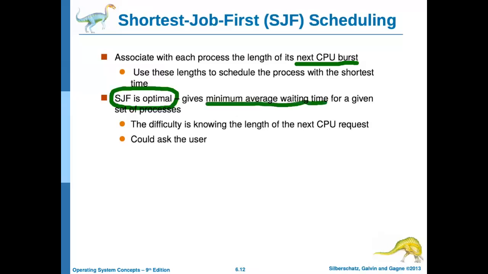But then the problem is how you know the length of the next CPU burst. This is difficult. Even though we are saying SJF is theoretically optimal, it is really hard to find out the length of the next CPU burst. Or maybe we could ask the user. So theoretically, if P1, P2, P3 are given and whatever the CPU burst time is given to you, then it is really simple to implement.